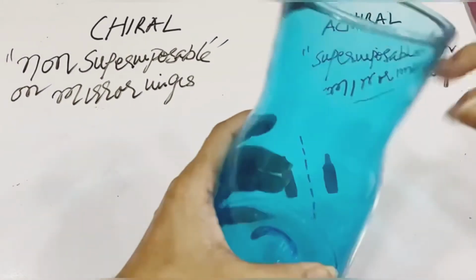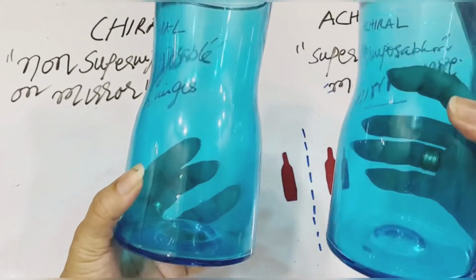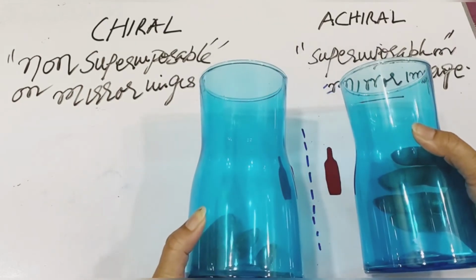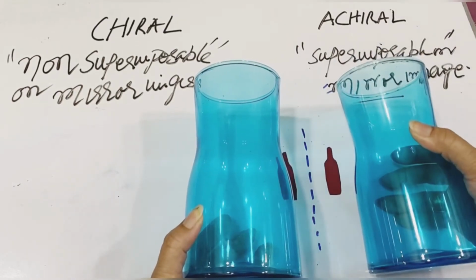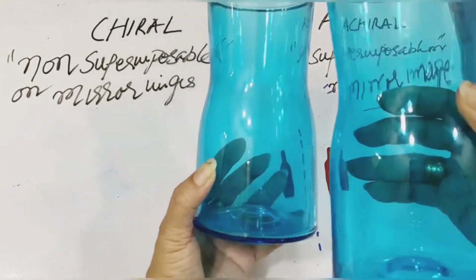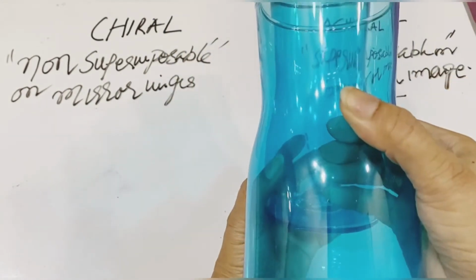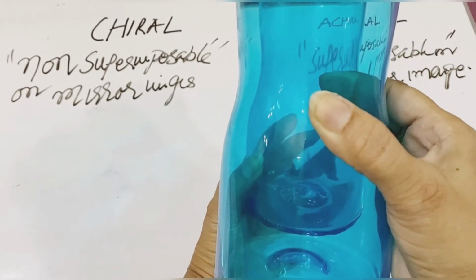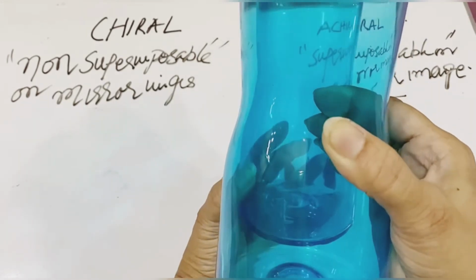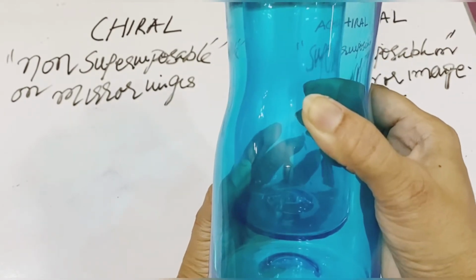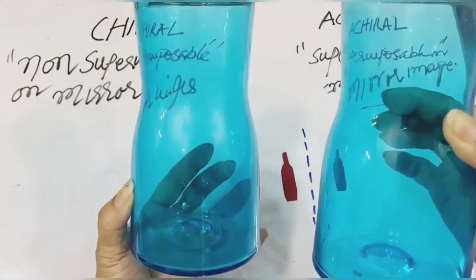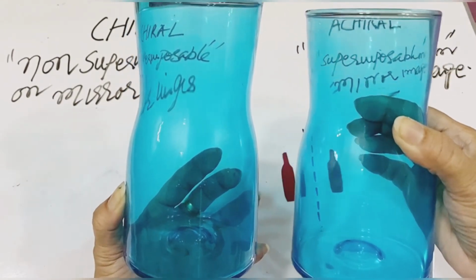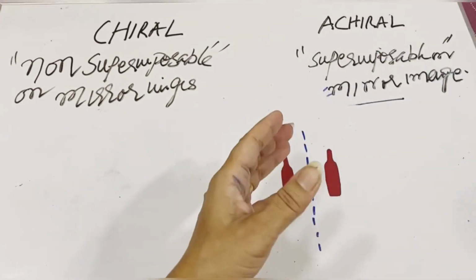Now I have the 2 flasks. This is the mirror plane, right? This is the first flask and this is its image. Now you can simply superimpose them easily, like this. All parts coincide. So this is again a wonderful example of an achiral compound, an achiral object.